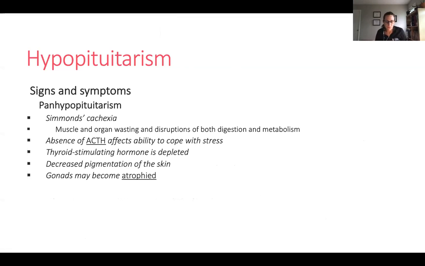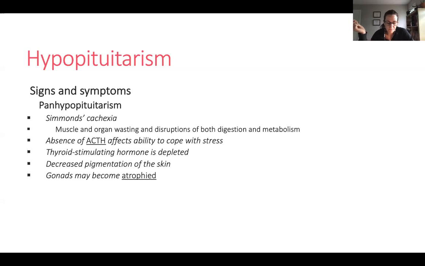So with panhypopituitarism, what could happen is Simmons cachexia, which is a syndrome that occurs when there's muscle and organ wasting and disruptions of both digestion and metabolism. The absence of the ACTH affects the person's ability to cope with stress. So an example is hypoglycemia will occur. The TSH is depleted, so they will have hypothyroidism, and that affects their ability to control their body temperature.